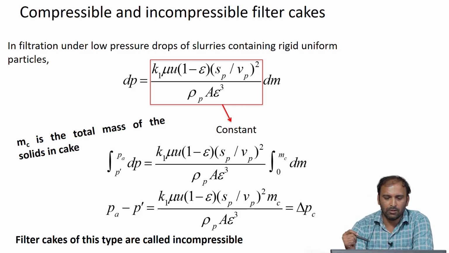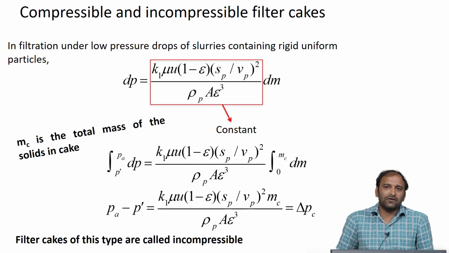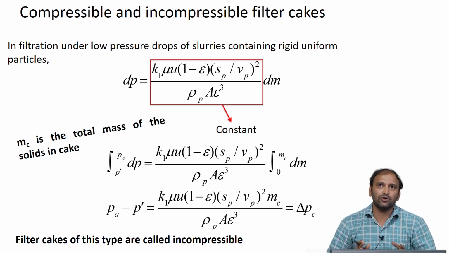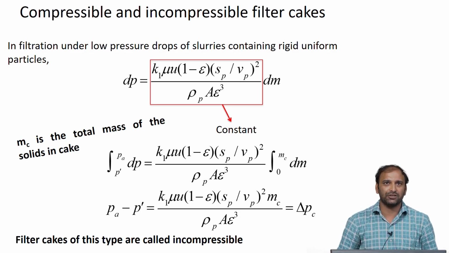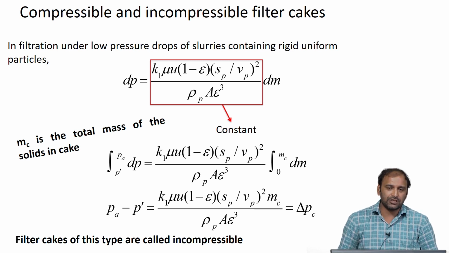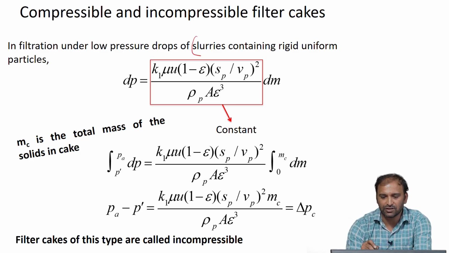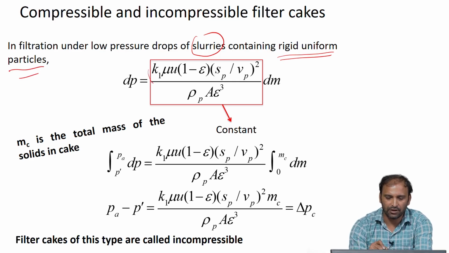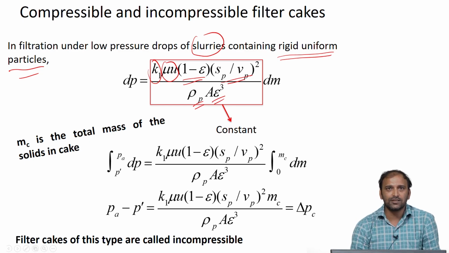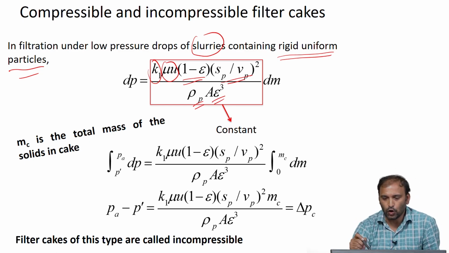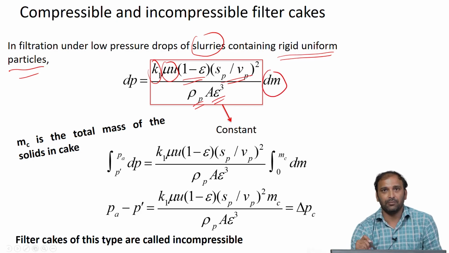So if you are doing a filtration operation, and you ensure that you are carrying it out under conditions where the pressure drops are very low, and you are working with a slurry which contains rigid uniform particles, all the prefactors including k1, mu u, 1 minus epsilon, Sp by Vp, rho p, all of these are constants, and the only variable that I have is dm.